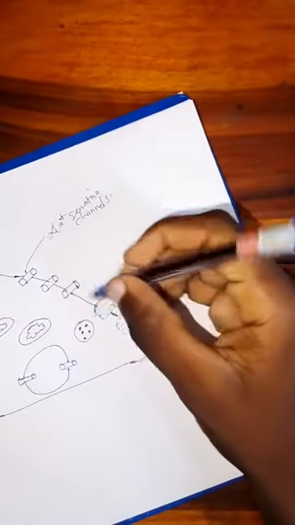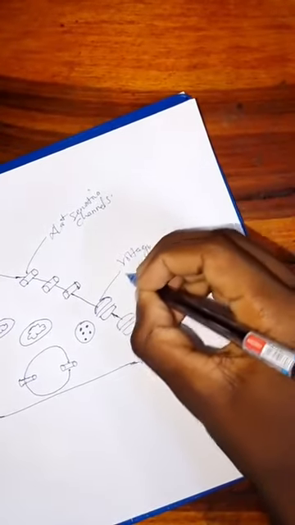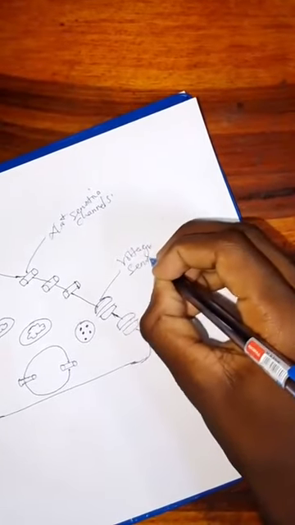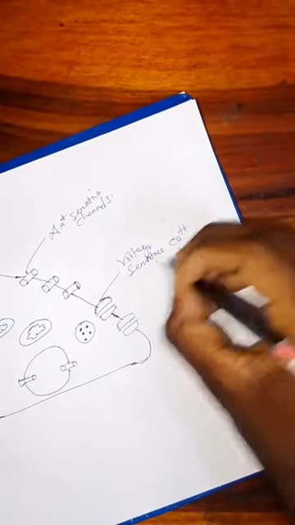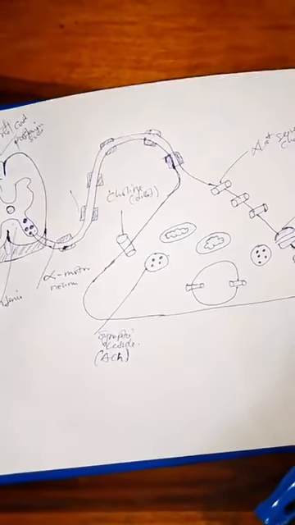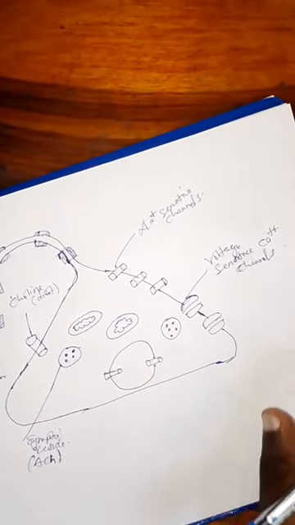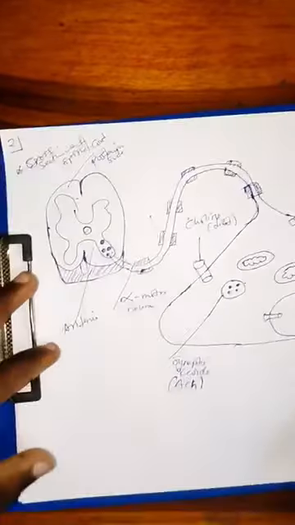And these channels you are seeing here, what are these? These are voltage sensitive calcium channels, okay. So the information is coming from the spinal cord.